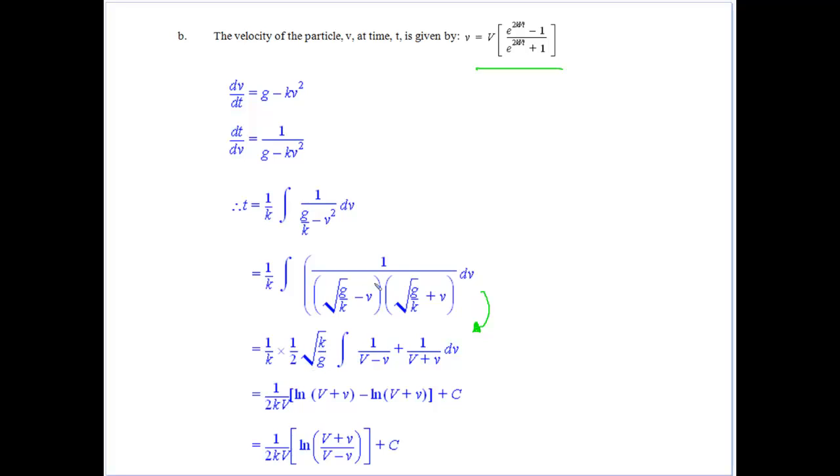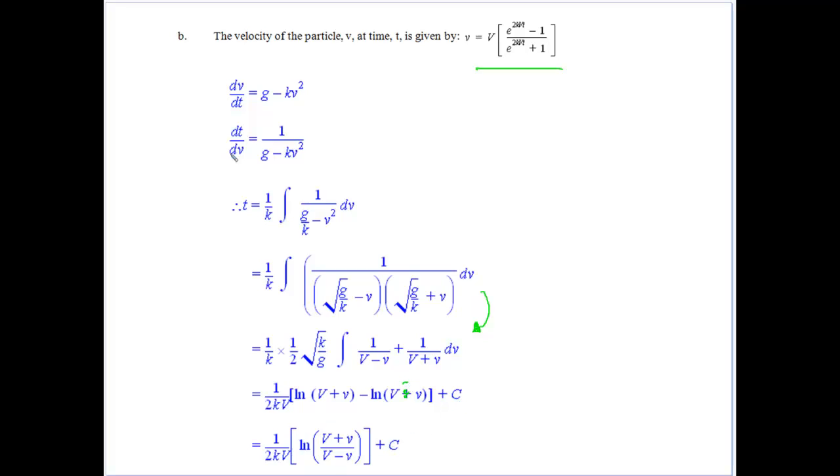If you do the partial fractions, that's what you would get, which we can factorize both those out. So that's where we're going to get the 1 on k times the half square root of k on g, which becomes the 1 on 2kV. That will integrate to give us natural log of V plus v minus natural log of V minus v, plus our constant of integration.